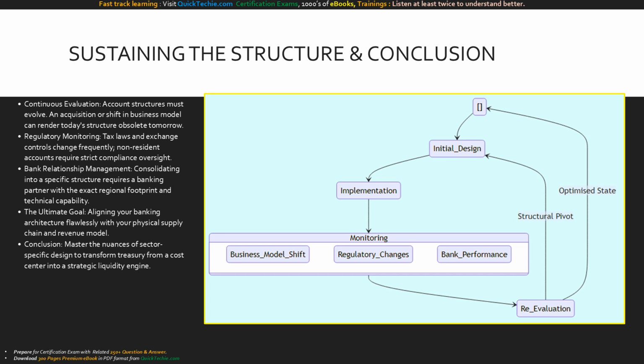The ultimate goal of account management is to align your banking architecture flawlessly with your physical supply chain and revenue model. By mastering these sector-specific nuances, you ensure that your treasury operates as a strategic liquidity engine, not just a passive cost center. Thank you for joining me today.